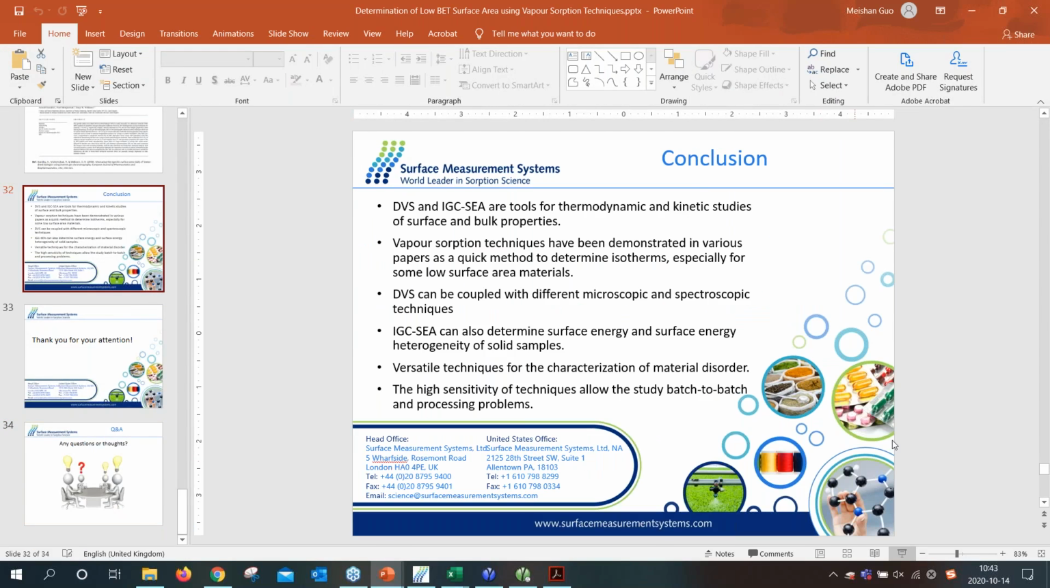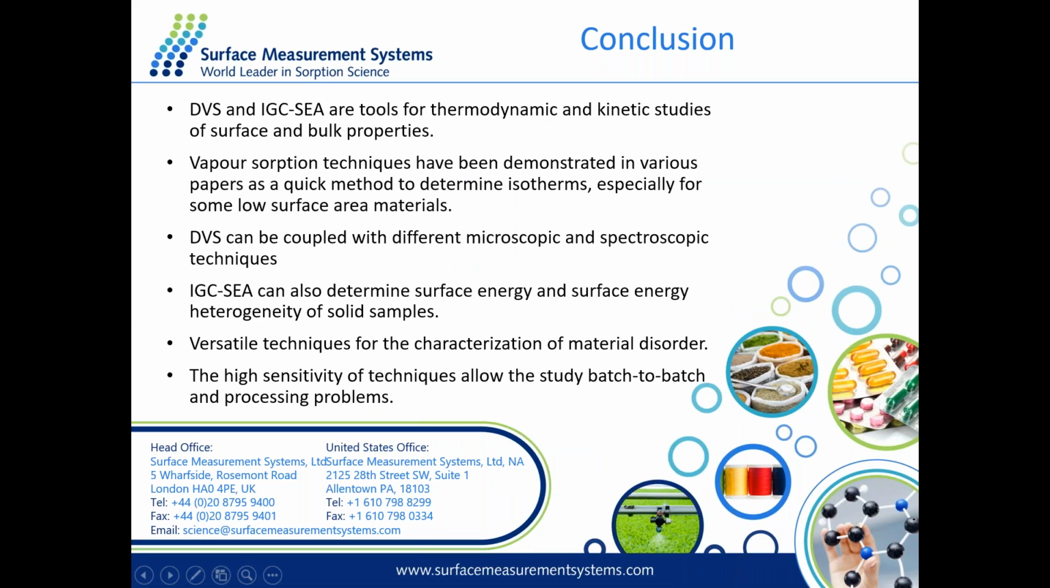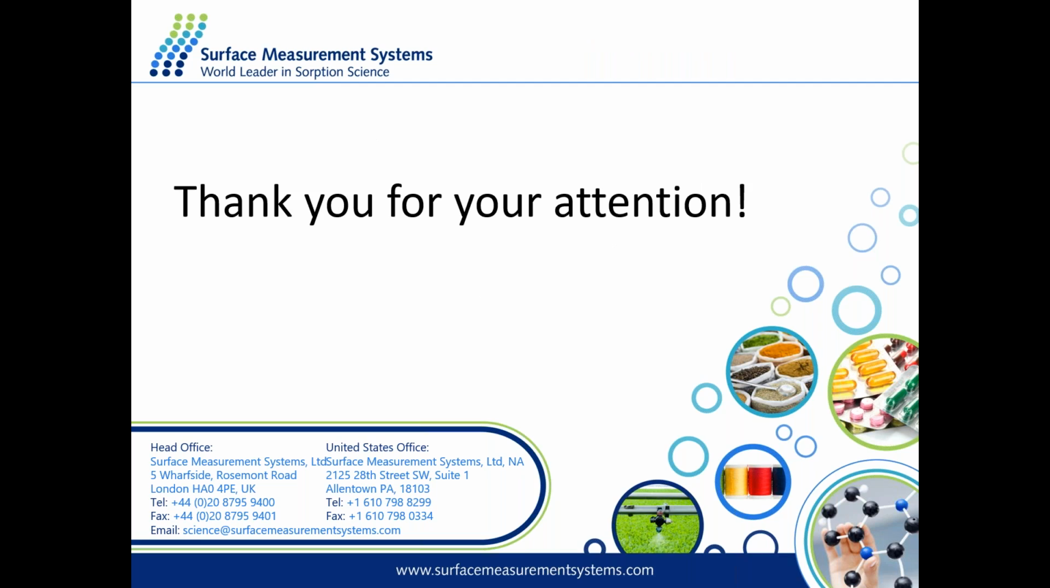So just to summarize my presentation, DVS and IGC are two vapor sorption techniques used for the characterization of different solid samples, like pharmaceutical powder, fiber samples, or film samples. By measuring the isotherm of organic vapors, we can determine the surface area of different solid samples, especially low surface area materials, with very high reproducibility and accuracy. So I hope you will find DVS and IGC useful in your future studies, and thank you very much for listening. Please let me know if you have any questions.